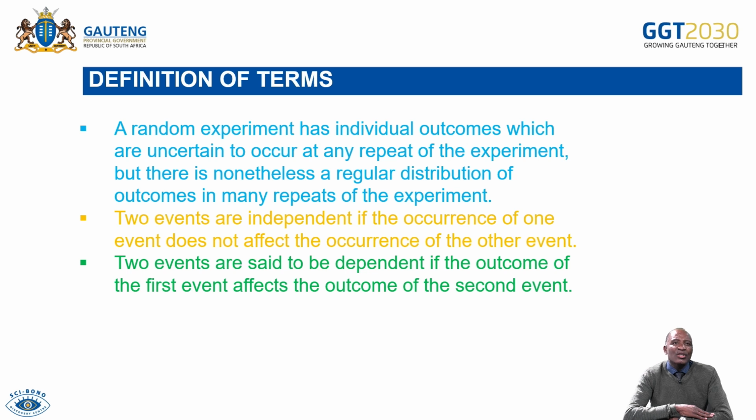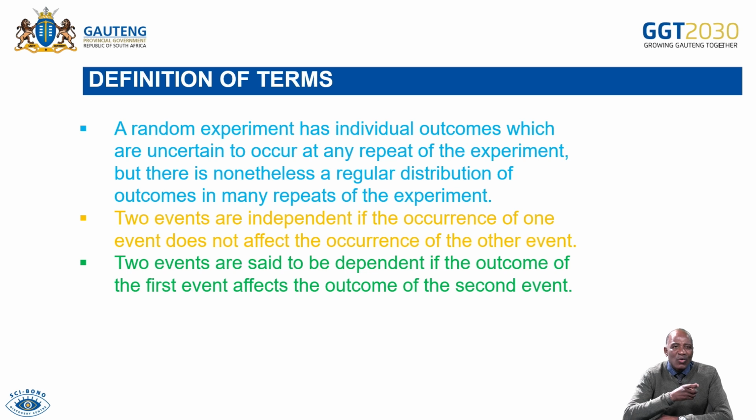Right, two events are independent. We're now talking of independent events. When are two or more events said to be independent? If the occurrence of one event does not affect the occurrence of the other event. So when events are said to be independent of each other, it means they may occur at the same time. They don't block each other. The occurrence of one event does not affect the occurrence of the other event. This is what independent events are all about.